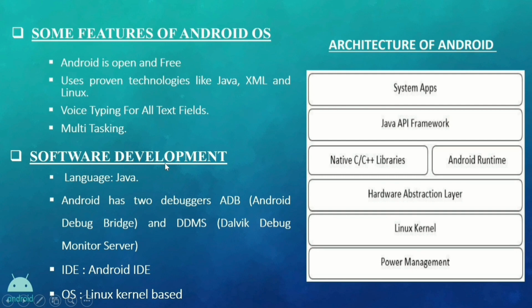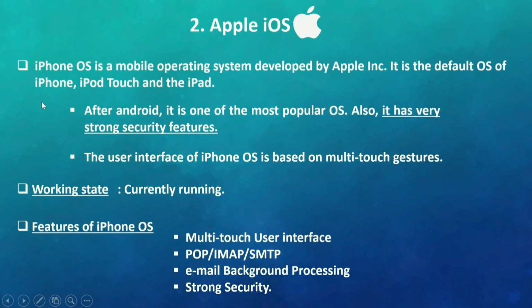Software development of Android: the software development language is Java. Android has two debuggers, ADB, Android Debug Bridge, and DDMS, Dalvik Debug Monitor. The IDE is Android IDE. The operating system is Linux kernel based. Then the architecture of Android is shown in this figure. It has system apps, Java API framework, native C or C++ libraries, Android runtime, hardware abstraction layer, Linux kernel, then power management.